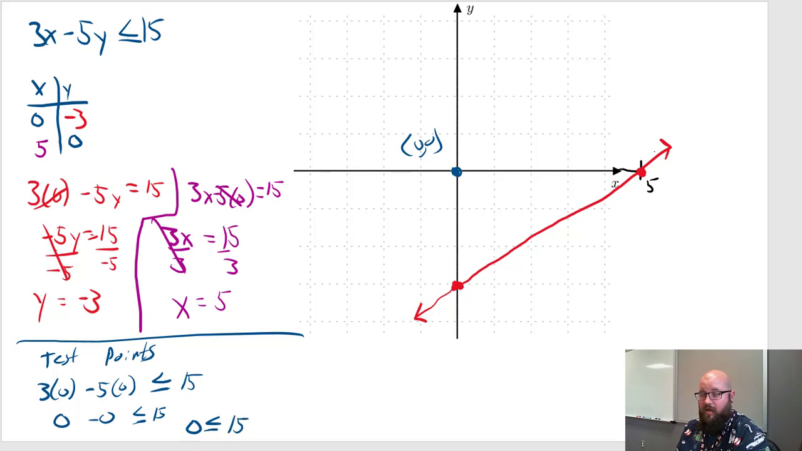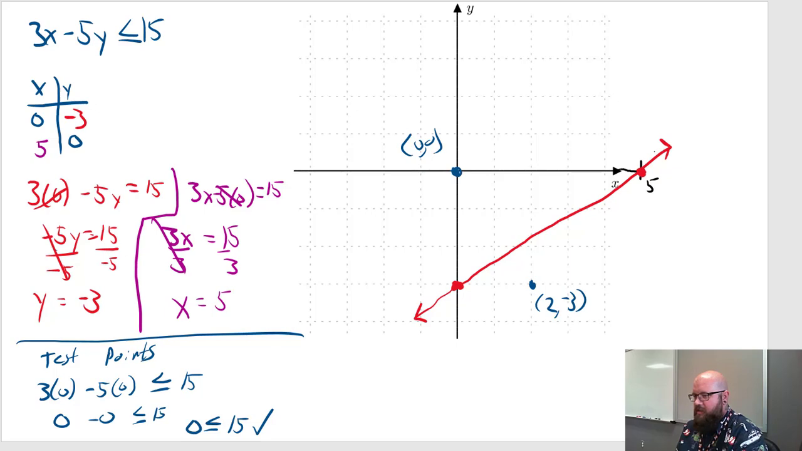And 0 is a smaller number than 15. So that works. So that looks good. Let's check one spot over here to see if it's bad. Let's go with 2 and negative 3. So we'll say this is 2, negative 3.